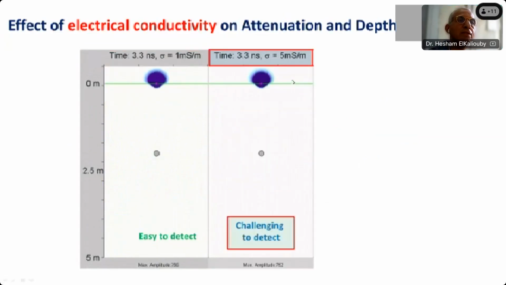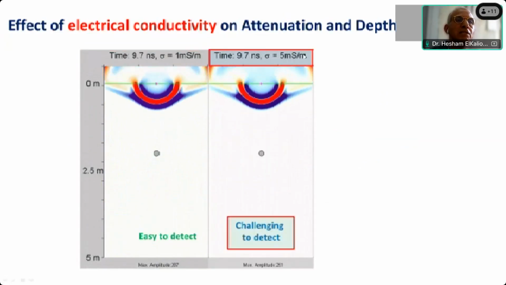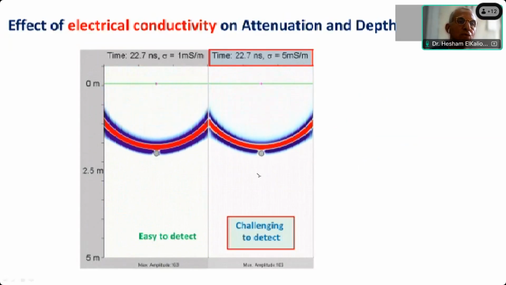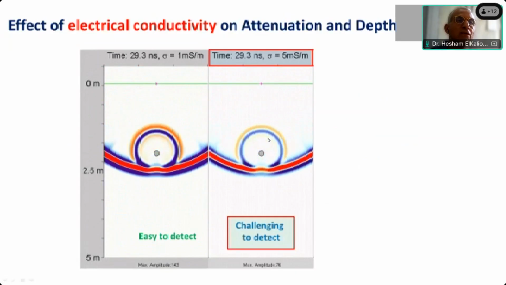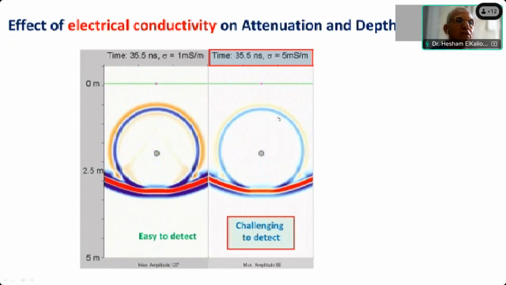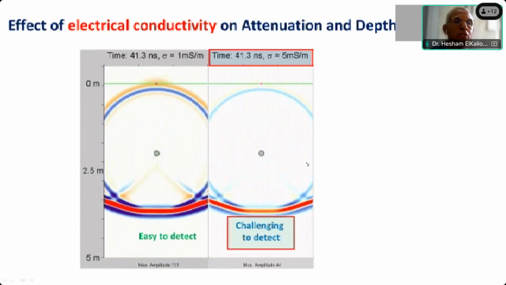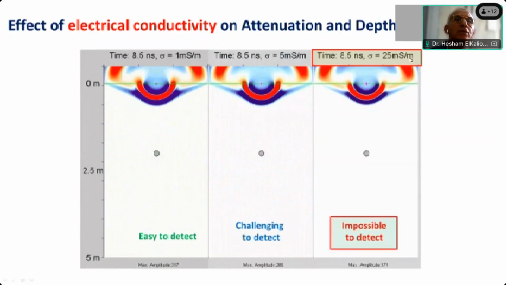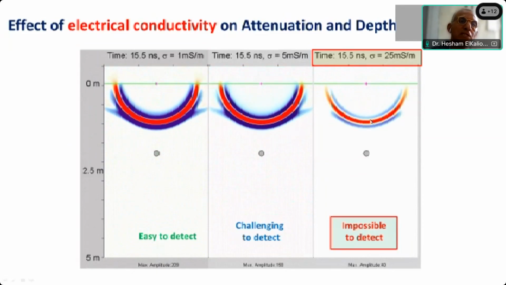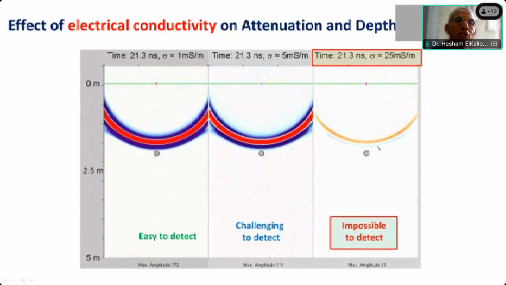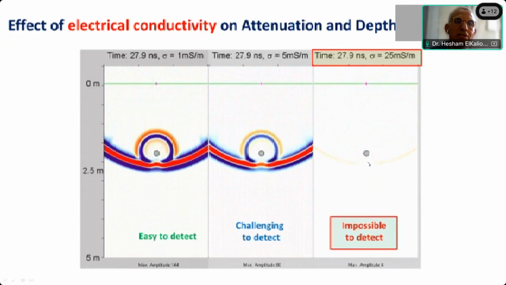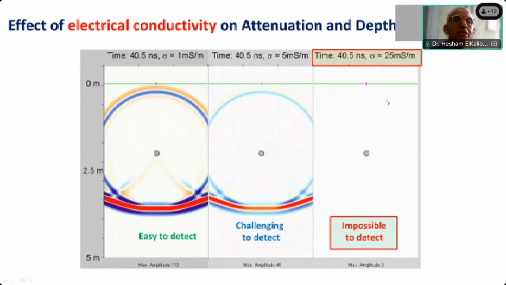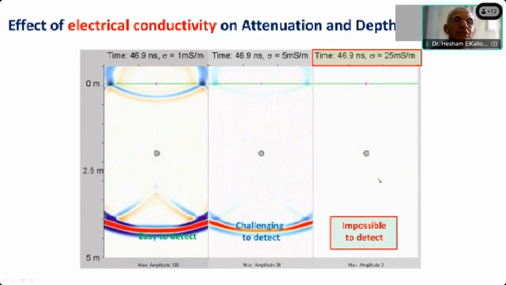On the other hand, if we have a more conductive material, like 5 millisiemens per meter, again this GPR signal will go down. But when we have a reflection, the reflection magnitude is weaker than the first one, so it can be challenging to detect. If we have a more conductive material, like 25 millisiemens per meter, you can see the signal is attenuating even before it goes to the target itself. So there is almost no reflection. It's impossible to detect. So the higher the conductivity, the harder it is to detect these targets.